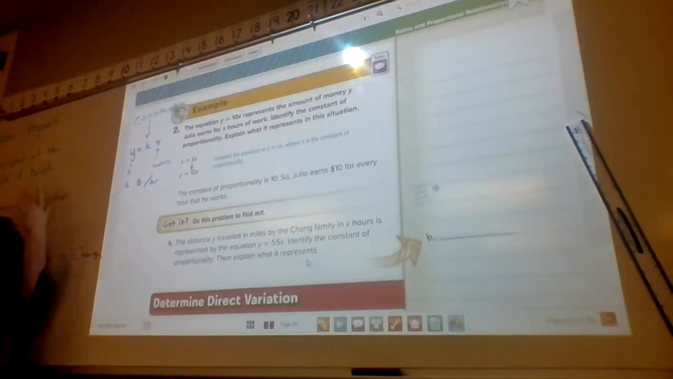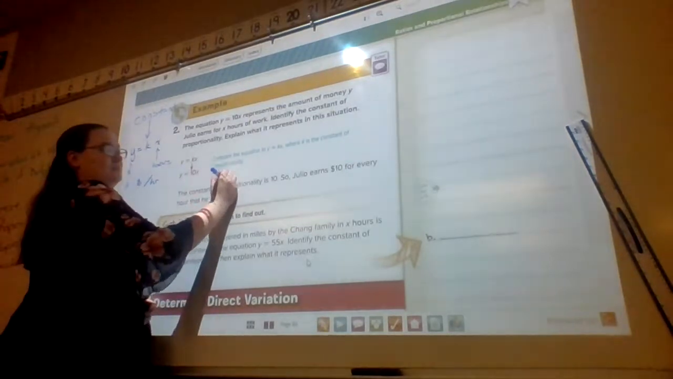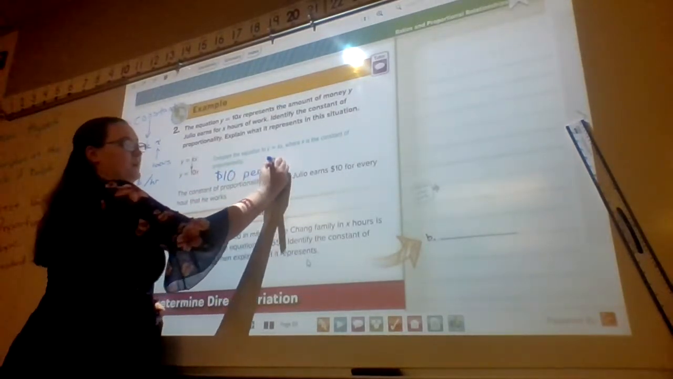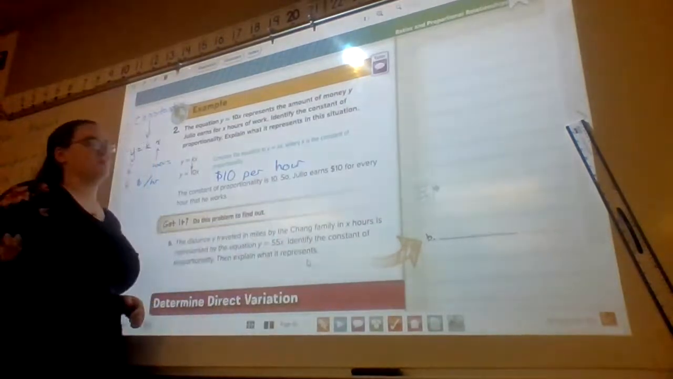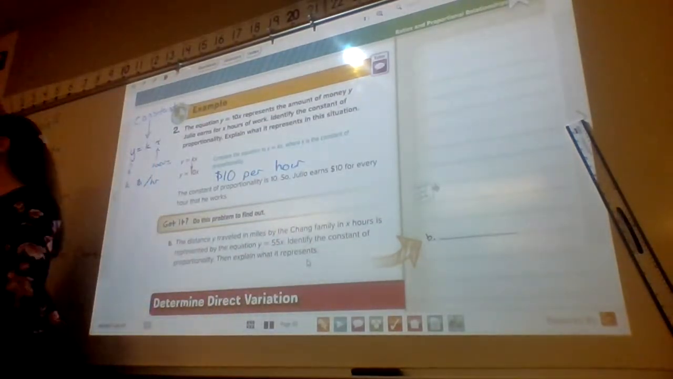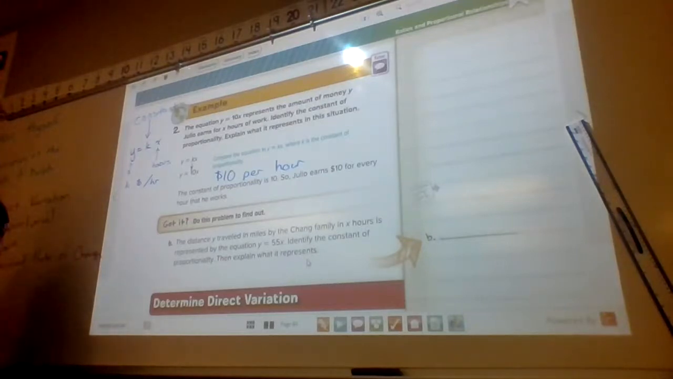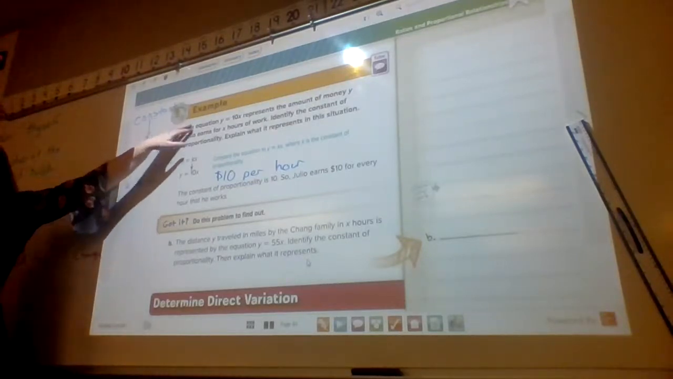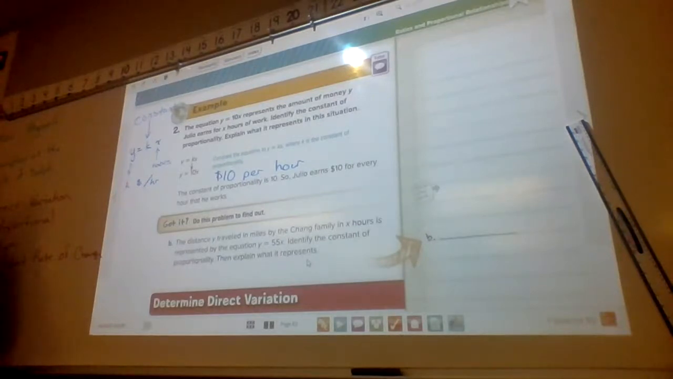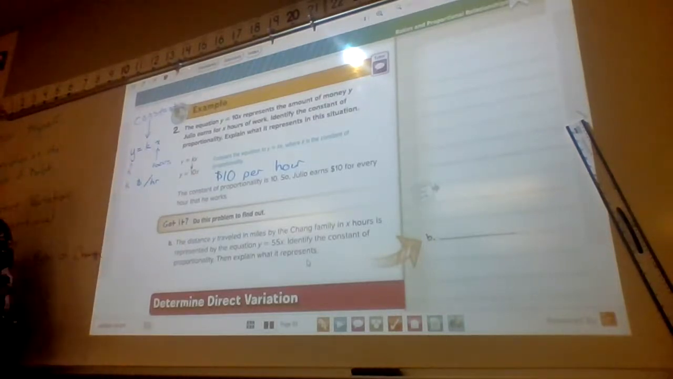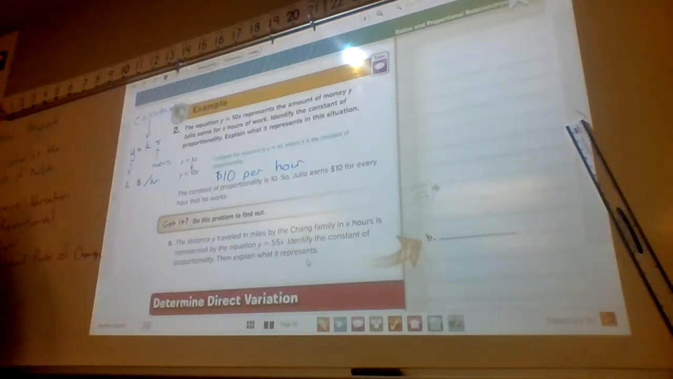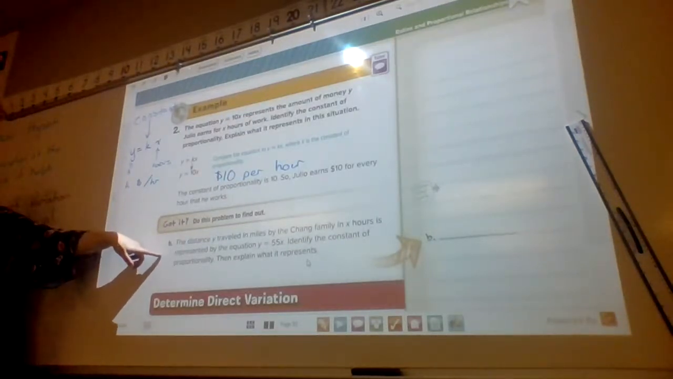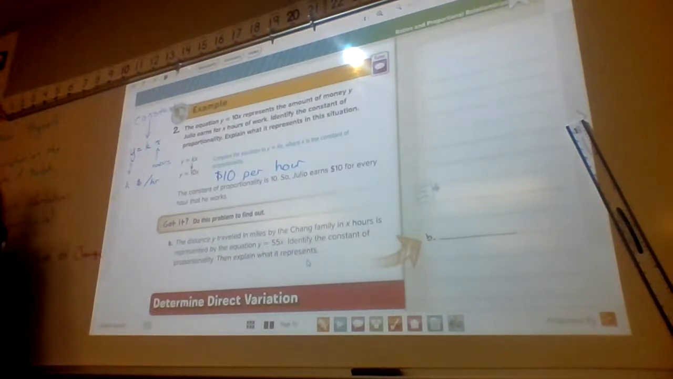So what is the rate of Julio's pay? $10 per hour. Which means Julio gets paid $10 for every hour. If you have an equation, that one's easy. Pick the number. That's your constant. Take the two labels and figure it out. Is it dollars per hour or is it hours per dollar? If you know what the y is, you should know how to set it up. Okay? Think you guys can do it with B? Try it. Letter B, try it.